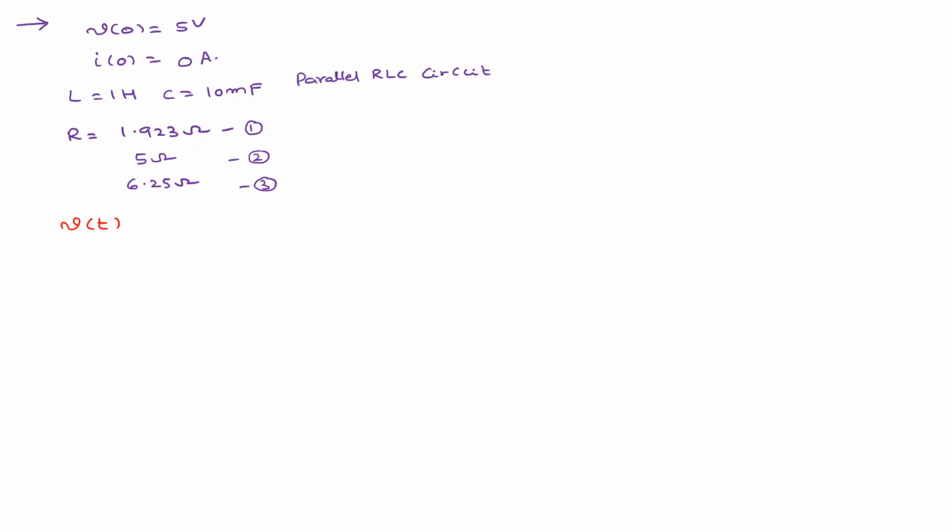So once this kind of problem is given, in most competitive exams the nature is usually like this. The first thing we have to calculate is the value of alpha, where alpha is 1 by 2RC. In case 1, R equal to 1.923 ohm. What is 1 by 2RC? It is 26.